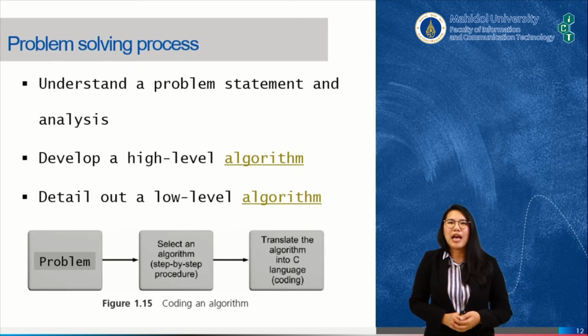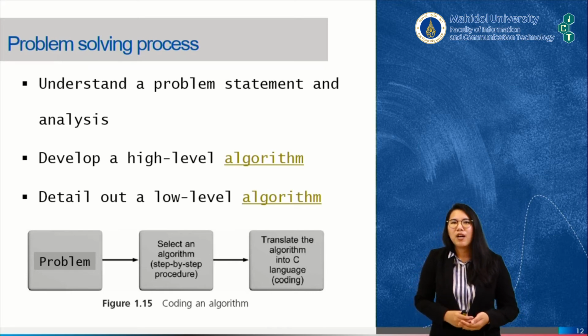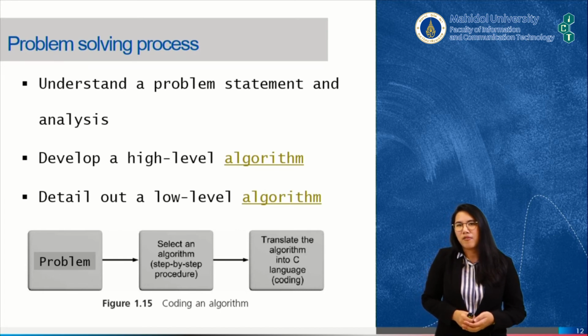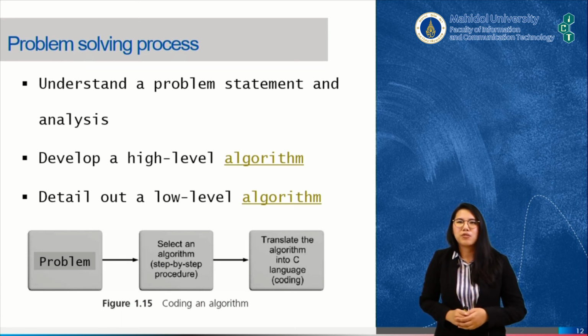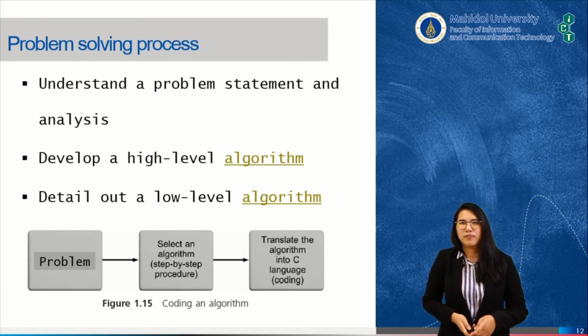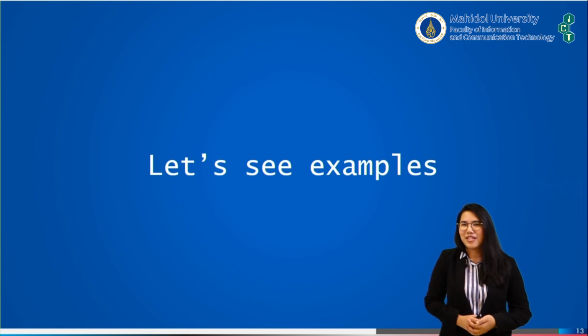So let's see how you can build the algorithms. You need to develop the first one, which we call the high-level algorithm. So you get the basic steps first, and then you detail out what information you need, the output and the input that you need, and this is called the low-level algorithm. And from that low-level algorithm, you translate those into C programming code. Let's see an example.